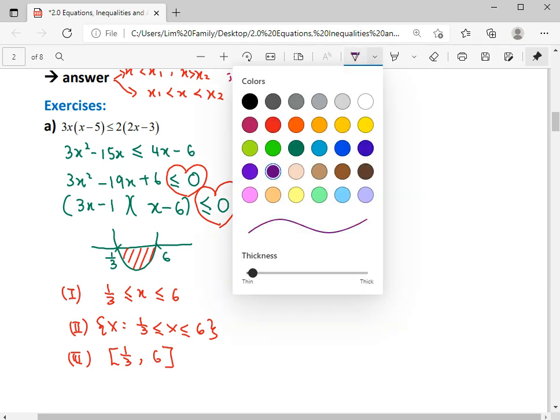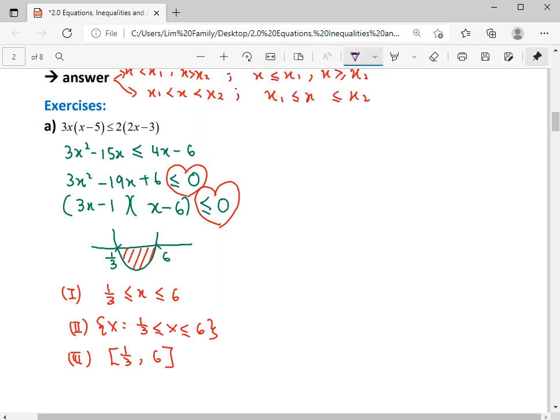The question might change, okay? The example given here is a negative region. So what if you get the question in a positive region? Let's say after you factorize your quadratic, you graph your quadratic. So the concept is still the same. The smaller value of x is at the left hand side, the bigger value of the roots is at the right hand side.